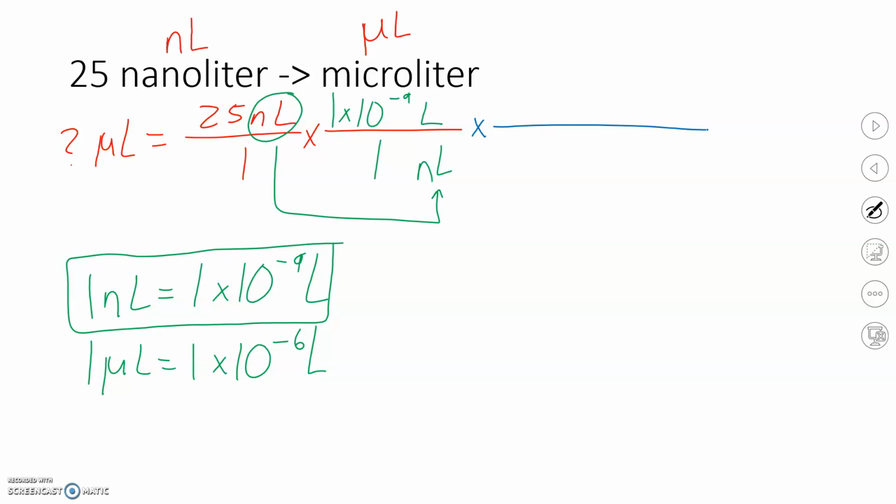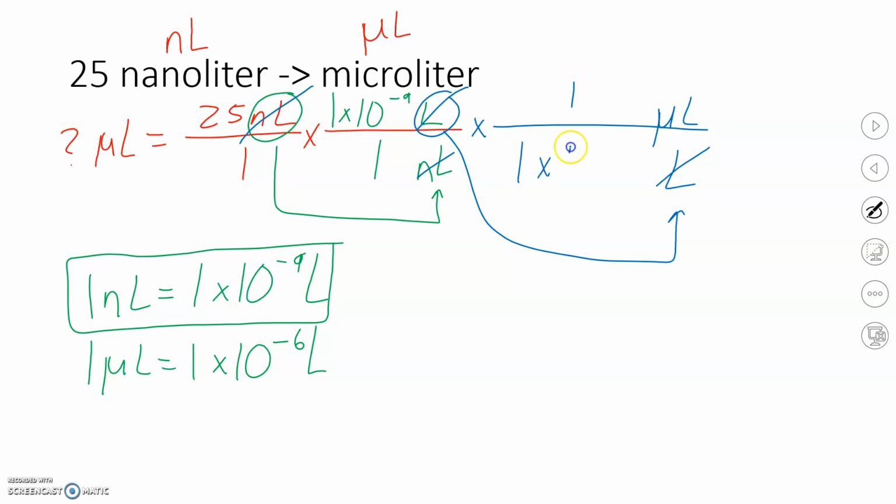So now what we need to do is we need to take liters, because it's on top, because these technically have canceled and have gone away. And we're going to put liters down below. And now what we can do is we can put microliters on top, because then these will cancel and we'll be left with that. So now when we go to look at it, we know 1 microliter is equal to 1 times 10 to the negative 6 liters. And now we sit down and we do our math.